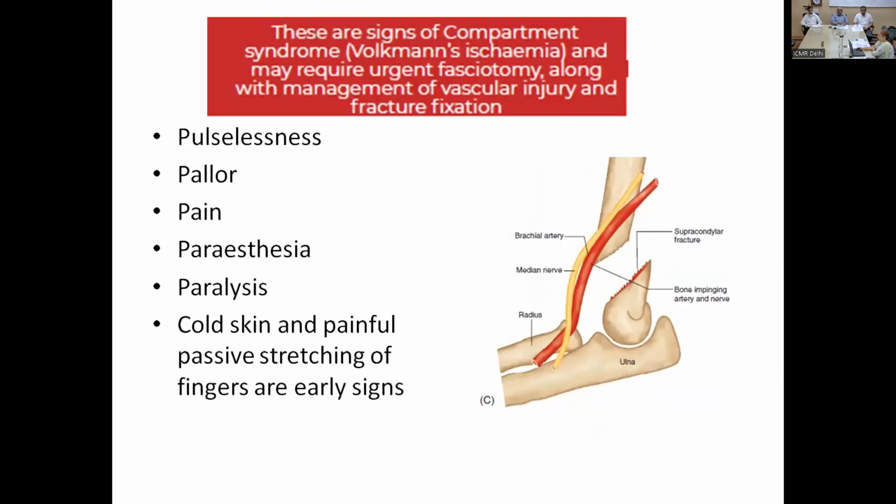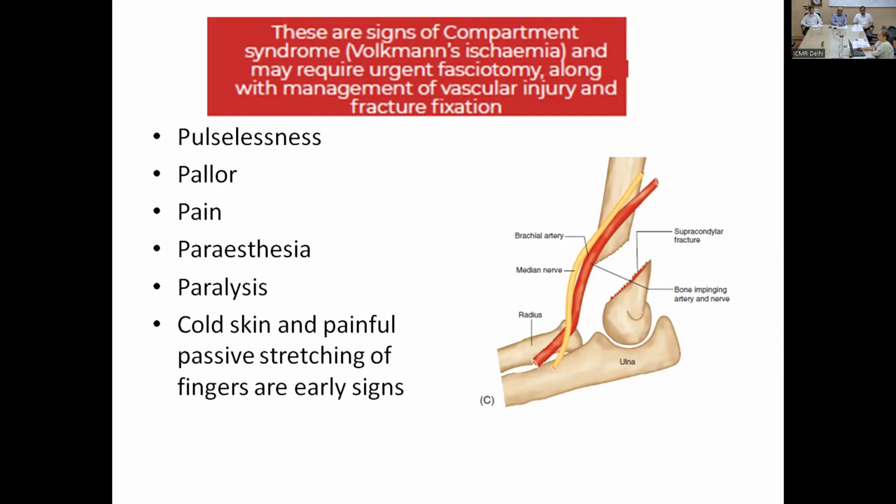These are the red flag signs. If we find there is pulselessness, pallor, pain, paresthesia, and paralysis, and the skin is cold, and there is painful passive stretching, where you extend the fingers passively and they are painful, these are the signs of impending compartment syndrome, or what is known as Volkmann's ischemia. These patients may require urgent fasciotomy. So this is again a dire emergency, and the patient must be referred immediately to a higher center where a fasciotomy, if required, can be done.